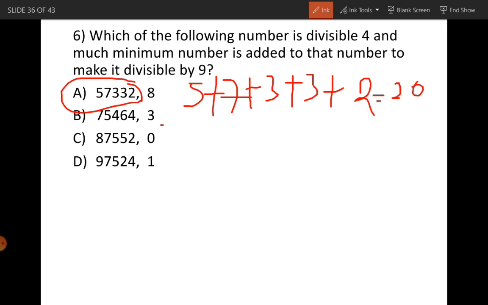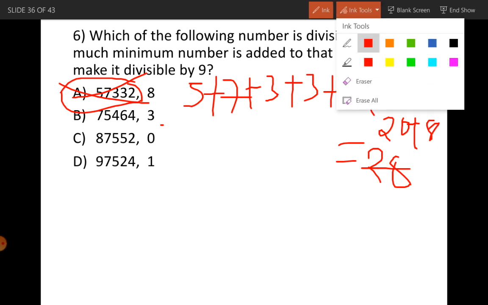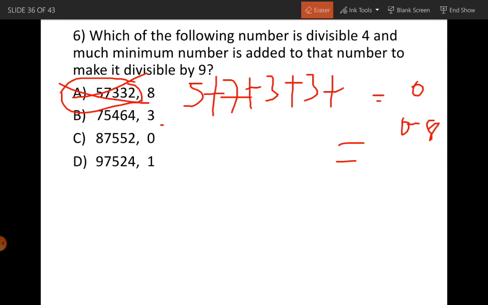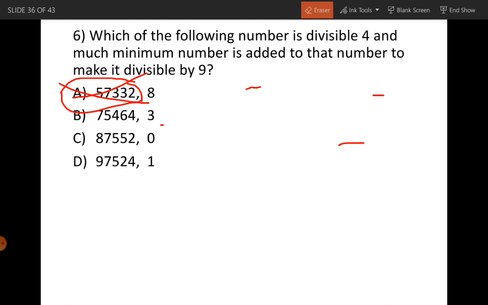The given option is 8. We have to see whether if we add 8 to this number, it is divisible by 9 or not. So 20 plus 8 is equal to 28. Again this 28 is not divisible by 9, so option A is not correct. Like this we have to test for all the numbers.